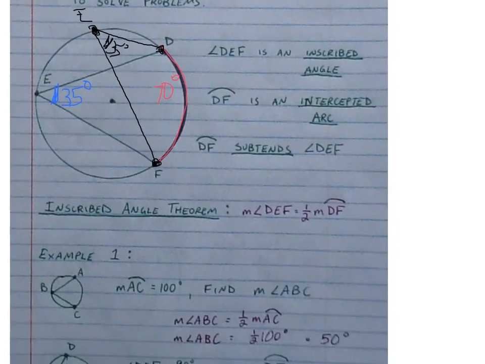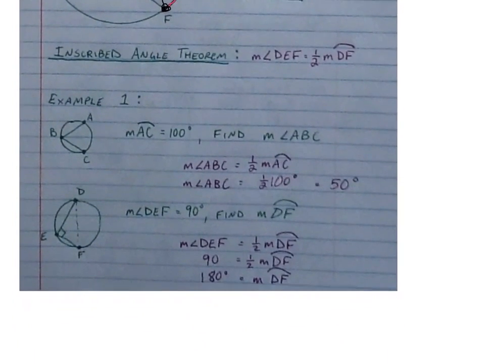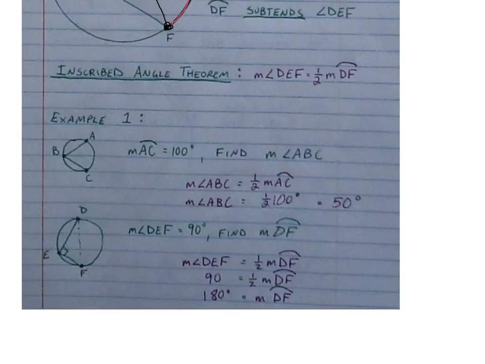Let's see how that plays out in an example. So, example 1, we are told that the measure of arc AC is 100 degrees, and we need to find the measure of ABC. So, the angle ABC should be half of the 100 degrees. So we find that that is 50 degrees.